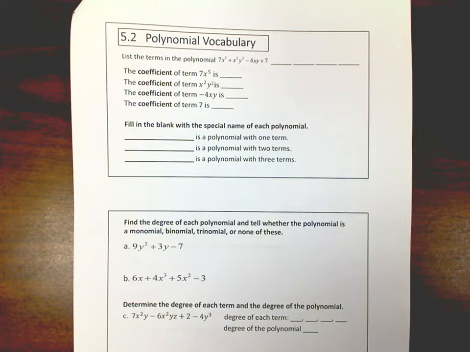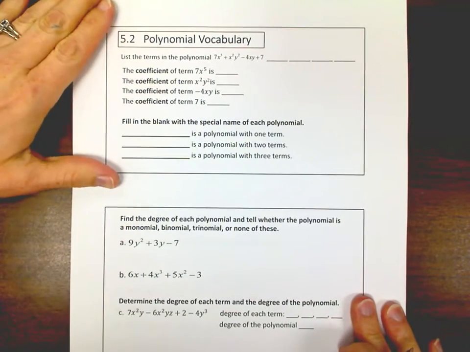Okay guys, so this is going to be some review of section 5.2. It begins with some polynomial vocabulary. So let's start at the beginning: listing the terms in the polynomial.